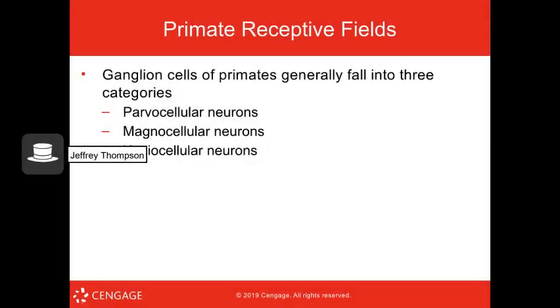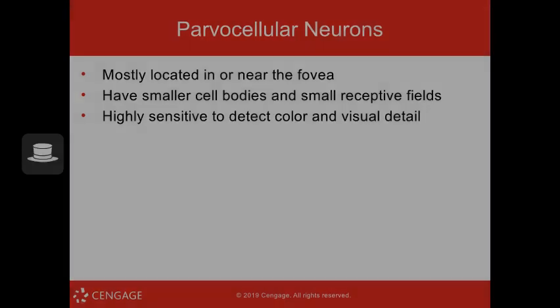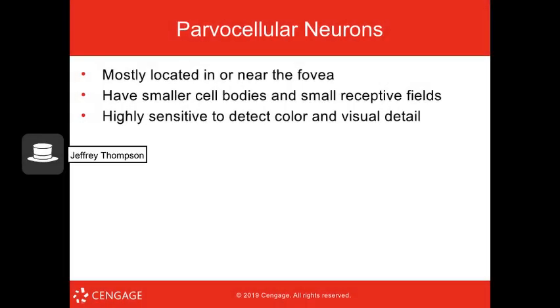There are three categories of ganglion cells when it comes to primates. You have parvocellular, magnocellular, and coniocellular. Parvocellular neurons are mostly located in or near the fovea. They have smaller cell bodies and small receptive fields, and they are highly sensitive to detecting color and visual detail.